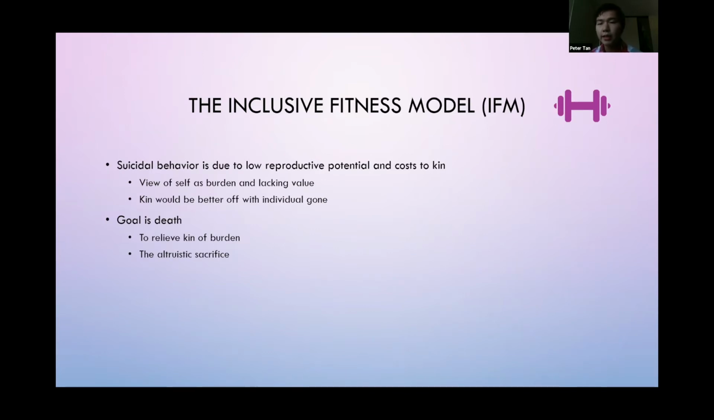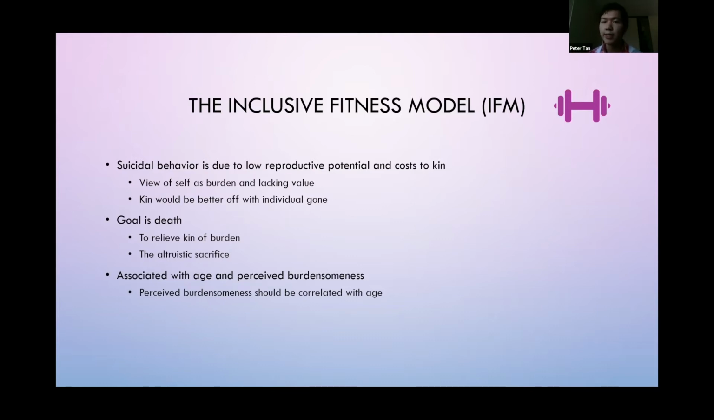And this model suggests that suicide should be associated with age and perceived burdensomeness, with perceived burdensomeness and age having a correlation with one another as well. While there's little research specifically testing this model, background research on elderly and burdensomeness do support the data.